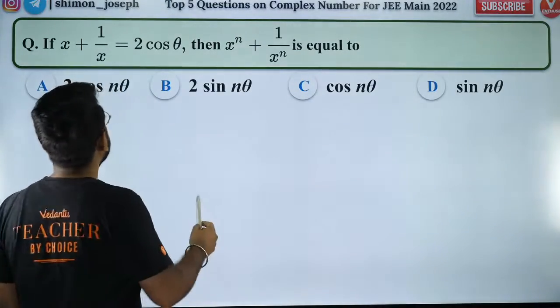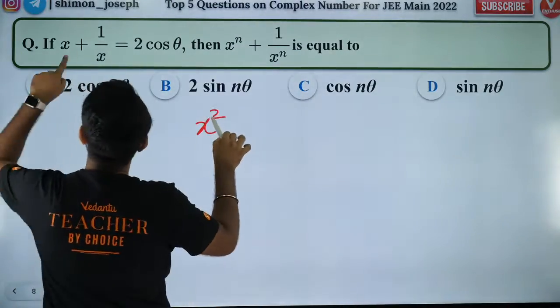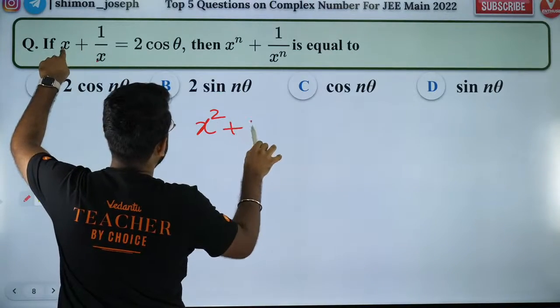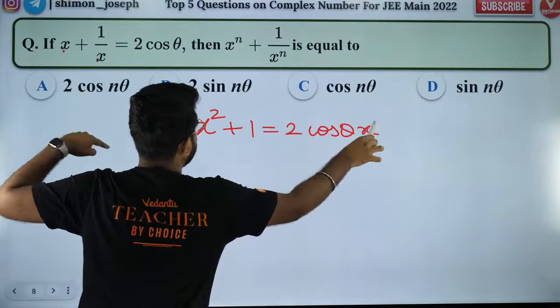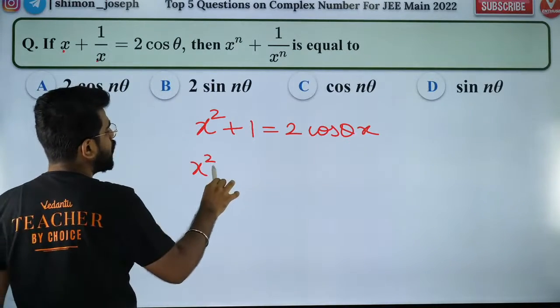That's awesome. So people, how do you open it? You will get x into x, that is x square plus 1, is equal to 2 cos theta into x. Did you all get it till here? So I'm going to bring everything to one side.